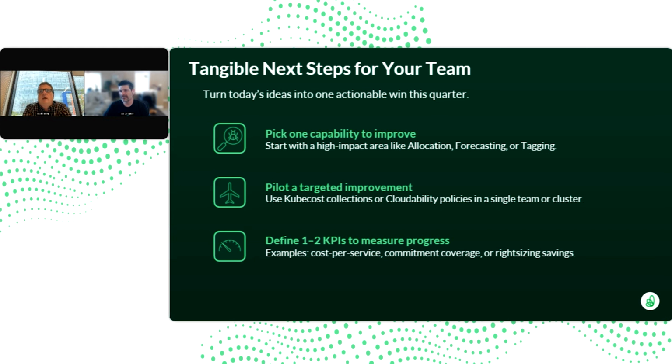And if you don't have a goal that you're trying to achieve that's measured by a KPI, it's really hard. So examples: maybe you want to get to cost per service. Maybe you want to look at what percentage of coverage you can get from a commitment perspective. What percent of savings are you looking to get from right-sizing that Kubernetes infrastructure?